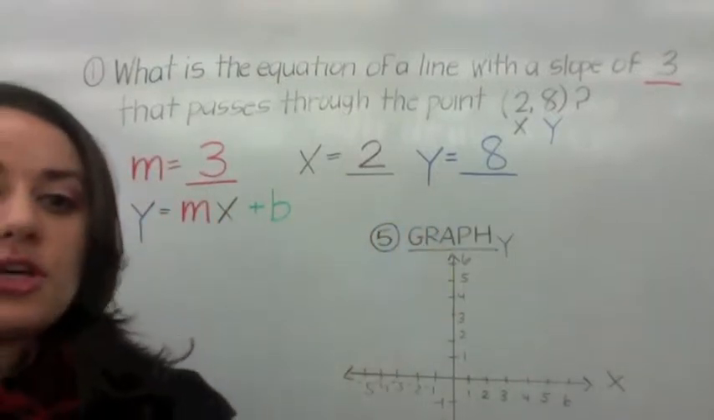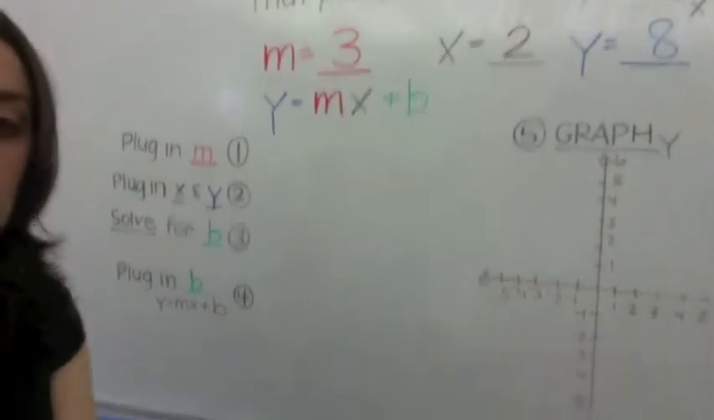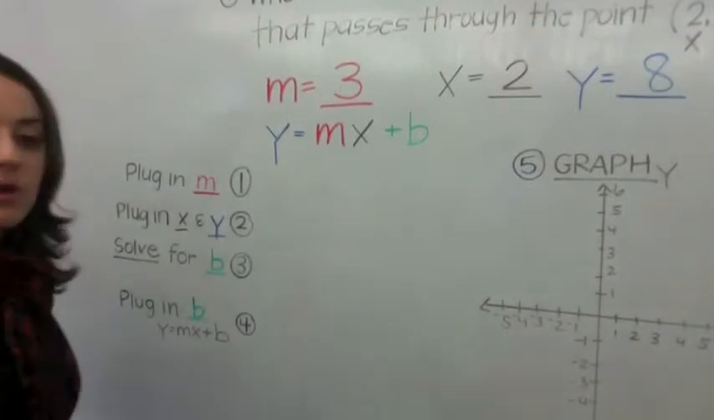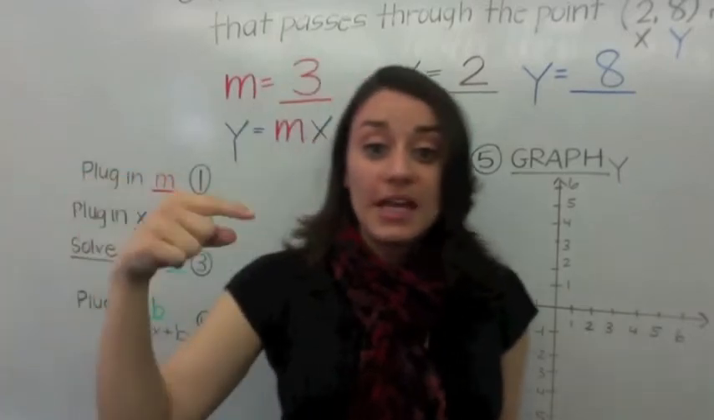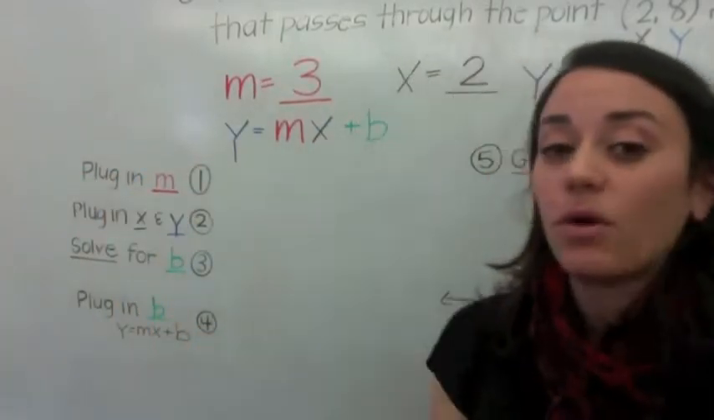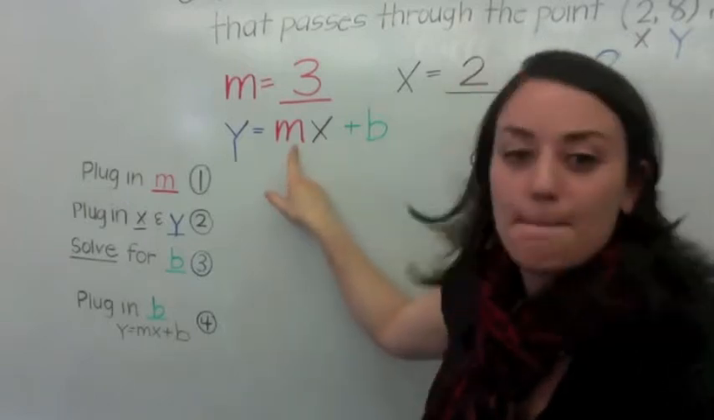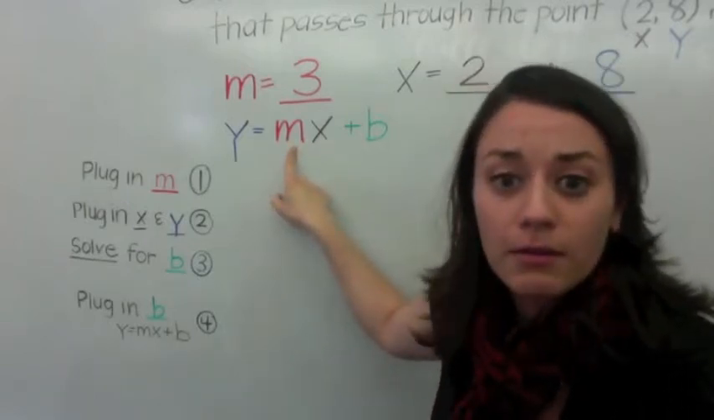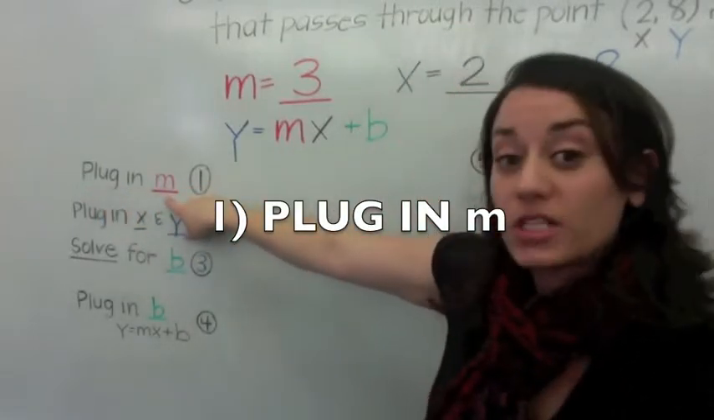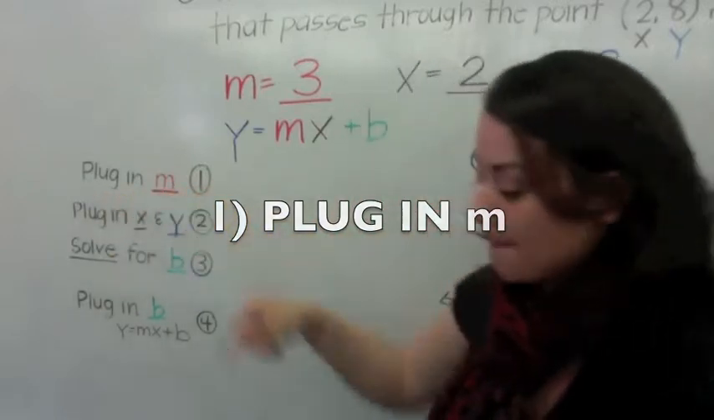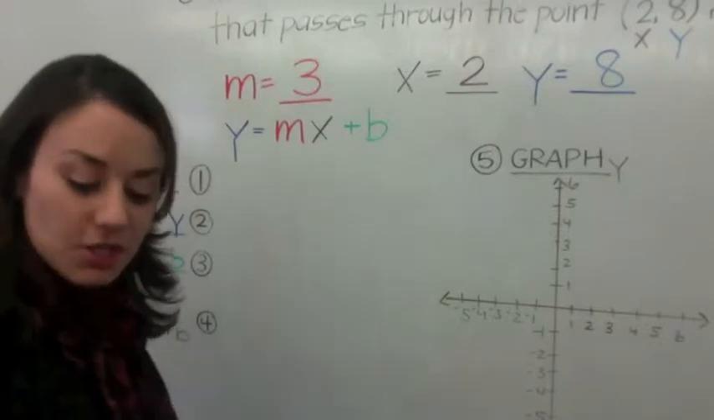So in order to now make an equation with this information, we need to plug it in. And when we do that, we're really substituting. If the slope is 3, then in the place of m, couldn't you just write a 3? Right? That's actually the first step, which is plug in m. What's the first step? Plug in m. So we look at y = mx + b, and then we do that, okay?